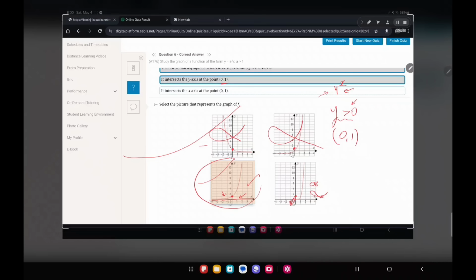So the correct one here is this one, because it's increasing, passes through 0, 1, and y is always greater than 0.